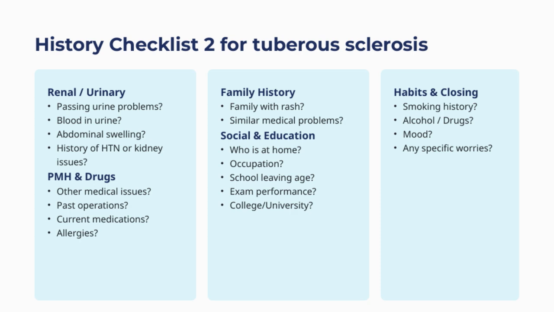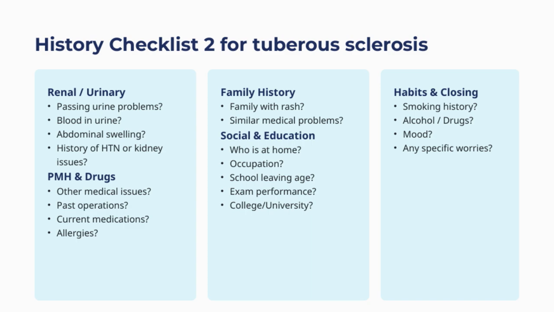Now let's consider social and educational background. Who lives at home with the patient? What is their occupation? When did they leave school? And how are they performing academically? If they've attended college or university, that information can tell us about their developmental history.